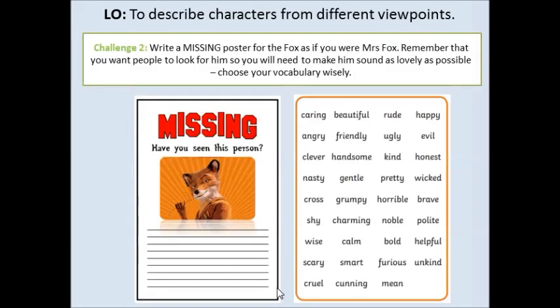Challenge number 2 is from a slightly different perspective. This time, instead of wanting the fox because you don't like him, you are going to create a missing poster. This is describing the fox as if you like him, because you're going to pretend you're Mrs. Fox and Mr. Fox has gone missing. Remember that you want people to look out for him, so you need to make him sound as lovely as possible, which means you've got to choose your vocabulary wisely. This is a little bit more of a tricky challenge because I've given you a copy of a missing poster that might help you.